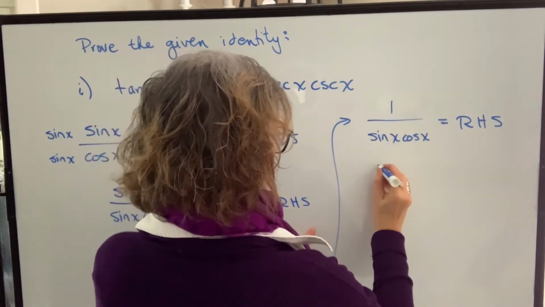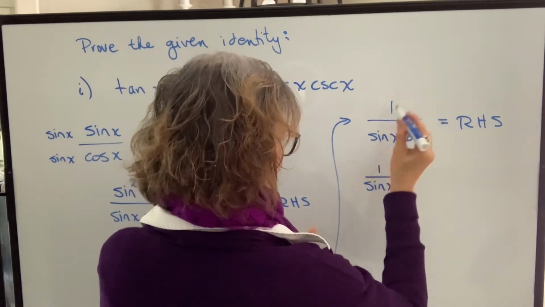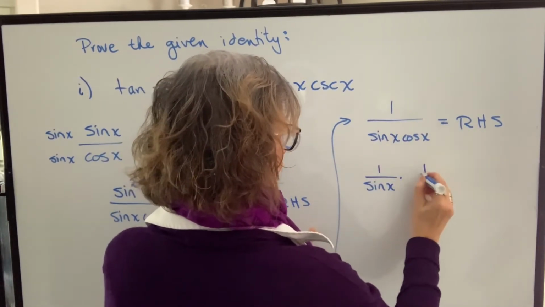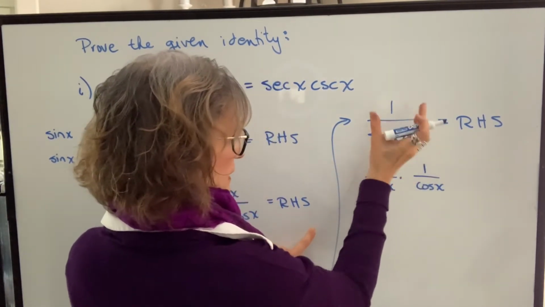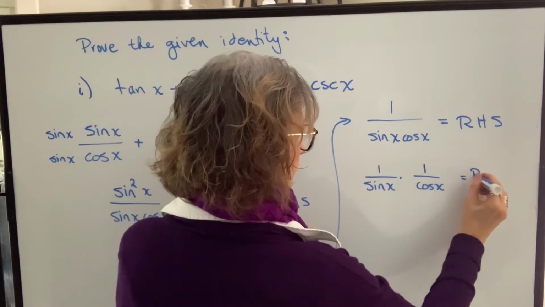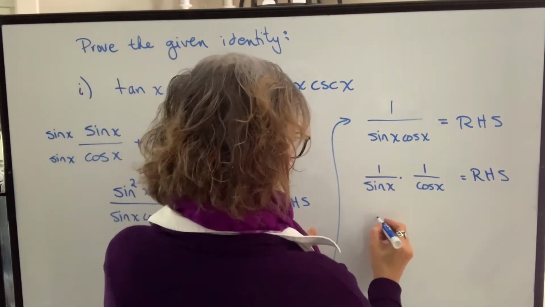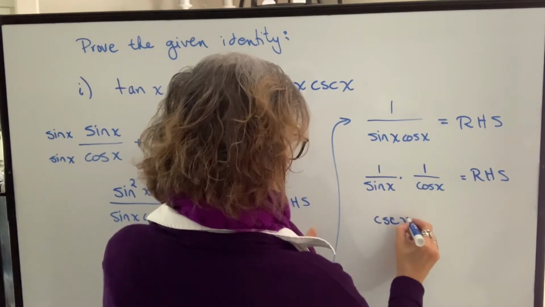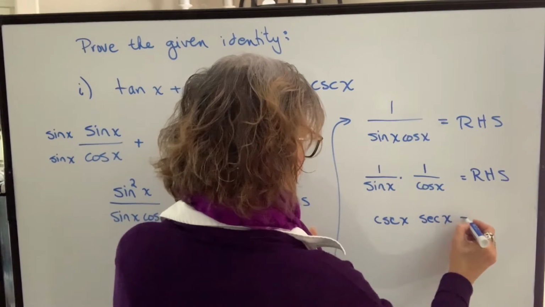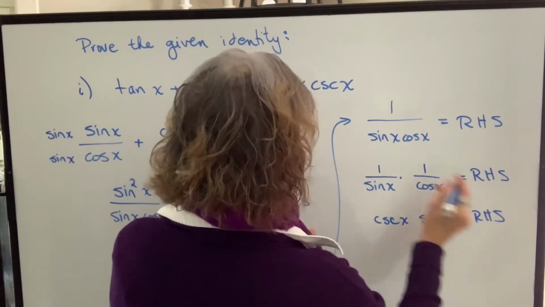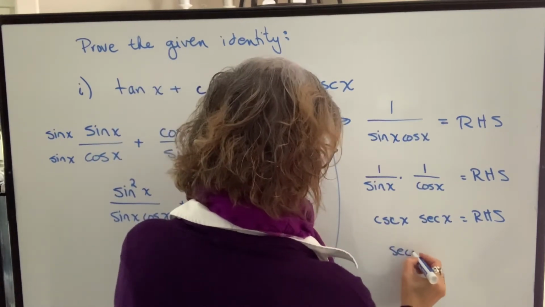So what I'm going to do is I'm just going to break this fraction up into the product of two fractions. If I were to multiply these two fractions, I would get this. And we know 1 over sine x is cosecant x. We know 1 over cosine x is secant x. We've got the same product, maybe change the order so it looks identical.